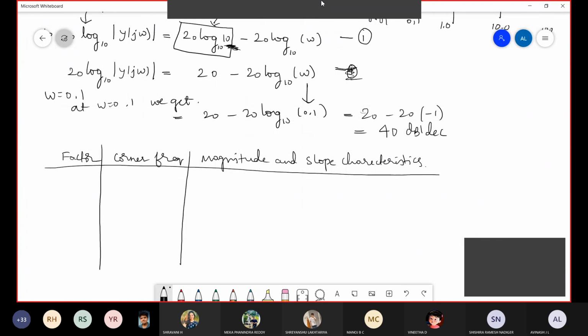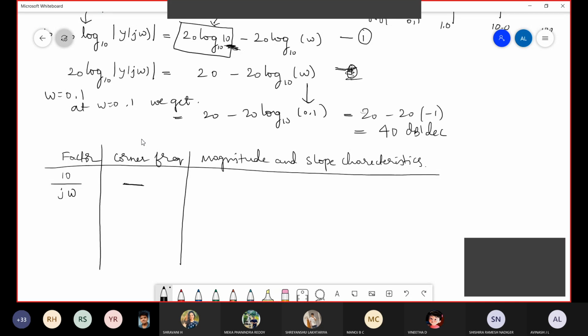So we'll consider the first factor first, 10 divided by j omega. When you are considering the first factor, there is no corner frequency for it, so you just mention a dot. Because it's the first thing, the concept of corner frequency doesn't come into the picture. Or if you do consider the corner frequency, omega equal to 1 divided by the coefficient of omega, which is 0, so we don't get a corner frequency.